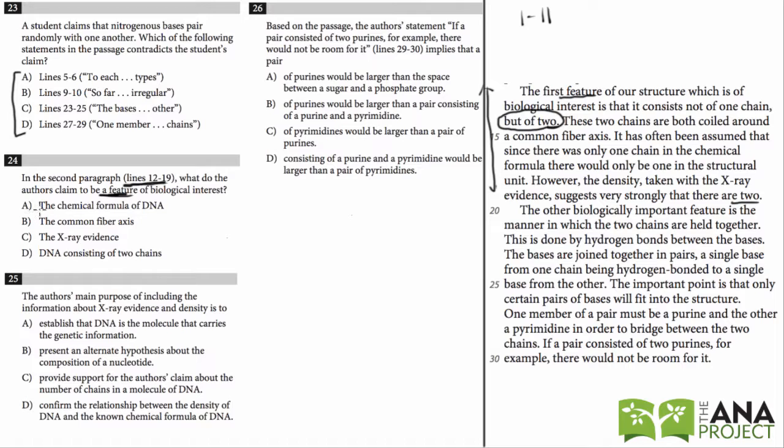So let's eliminate the ones that are least like our answer. The chemical formula of DNA, no. The common fiber axis, no. The X-ray evidence, no. DNA consisting of two chains. Perfect.